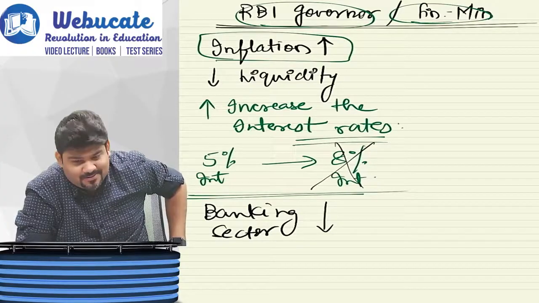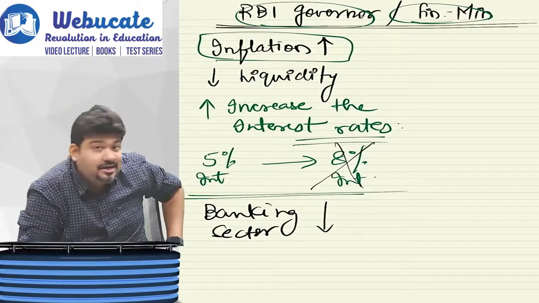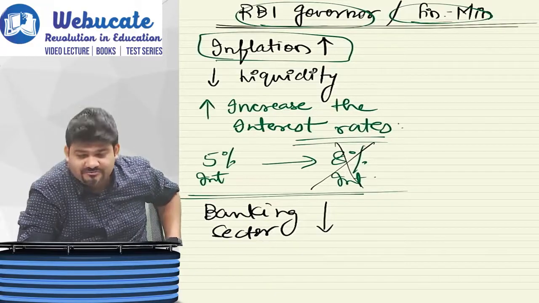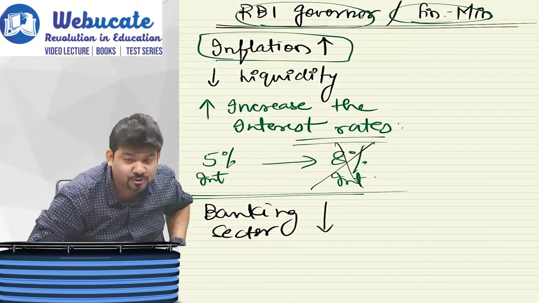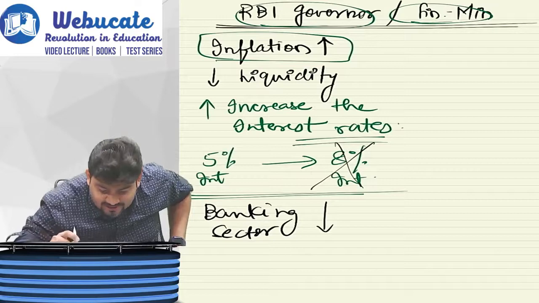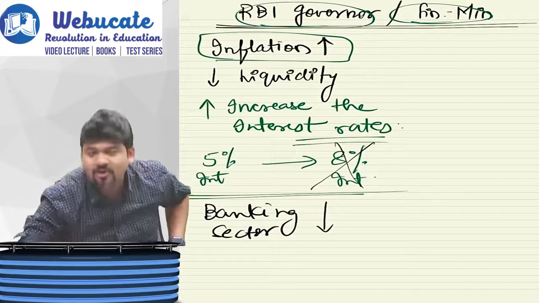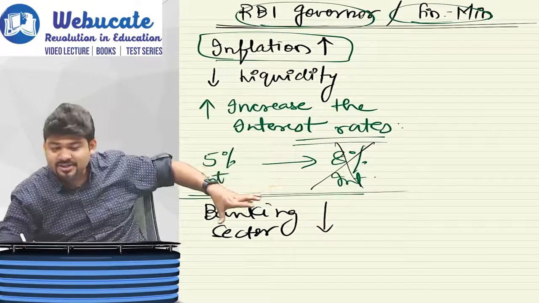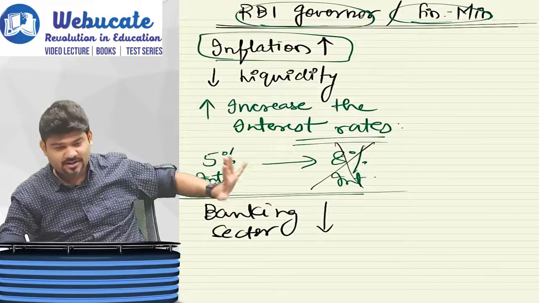If no income, definitely it will reduce the banking sector's profit. And if banking sector's profit is reduced, you realize this. Will you invest in the banking sector or not? Definitely not. And if not, then can I say banking sector share price will go down? Okay. Agreed.